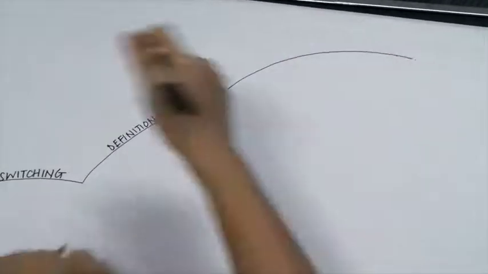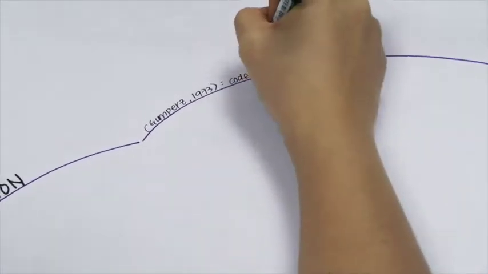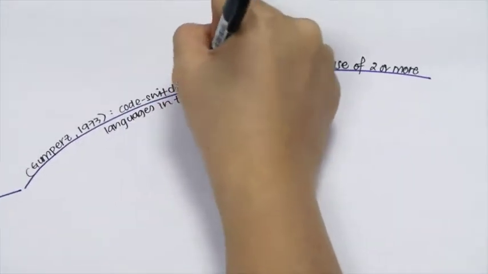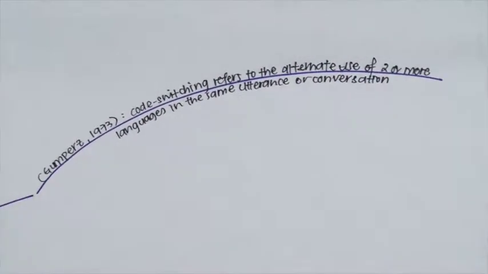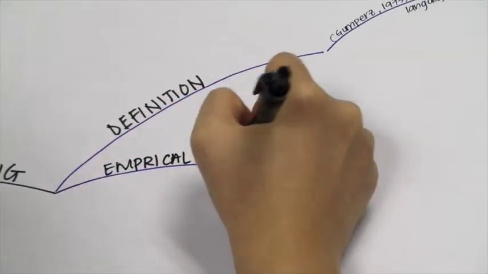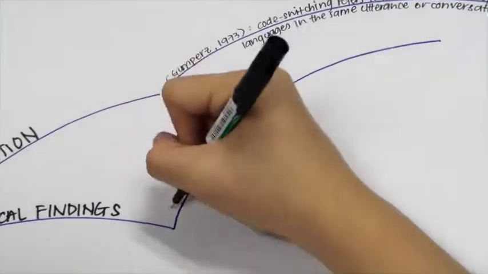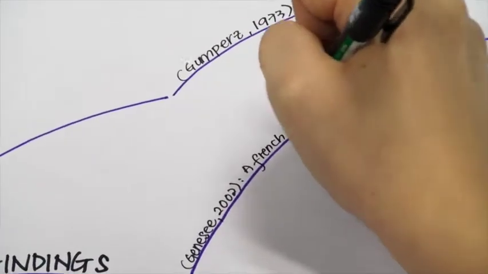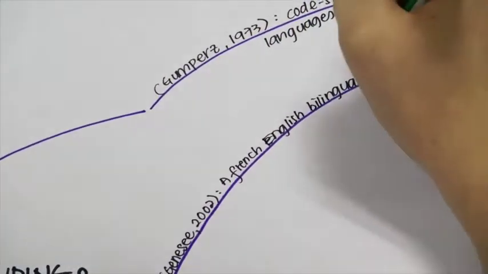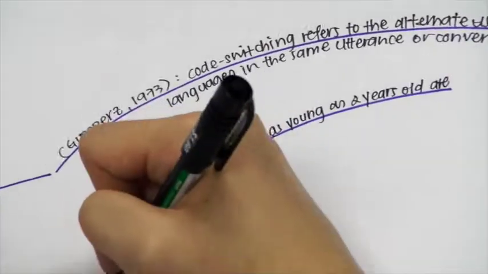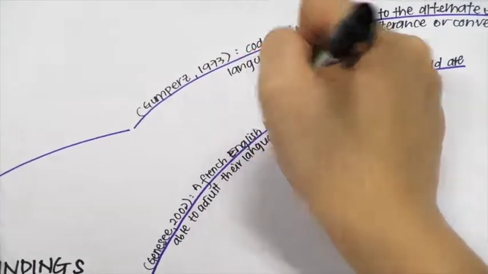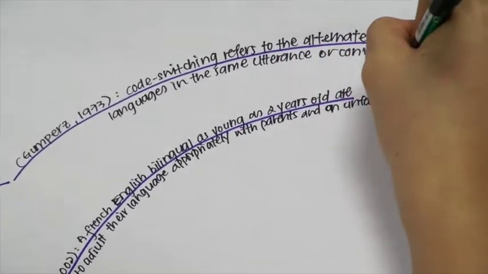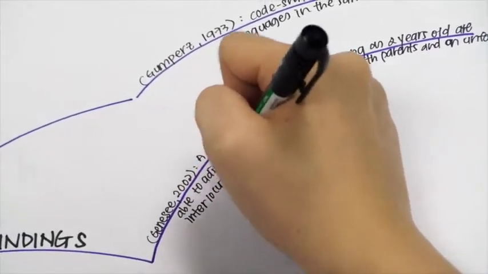So what is code switching? According to Grumpers, code switching is defined as the alternate use of two or more languages in the same utterance or conversation. In the literature of code switching, Jeunesse and colleagues found that French-English bilinguals as young as 2 years of age develop the ability to use and adjust each of their languages differentially and appropriately with parents and with an unfamiliar person. This may demonstrate their competency in communication with others.